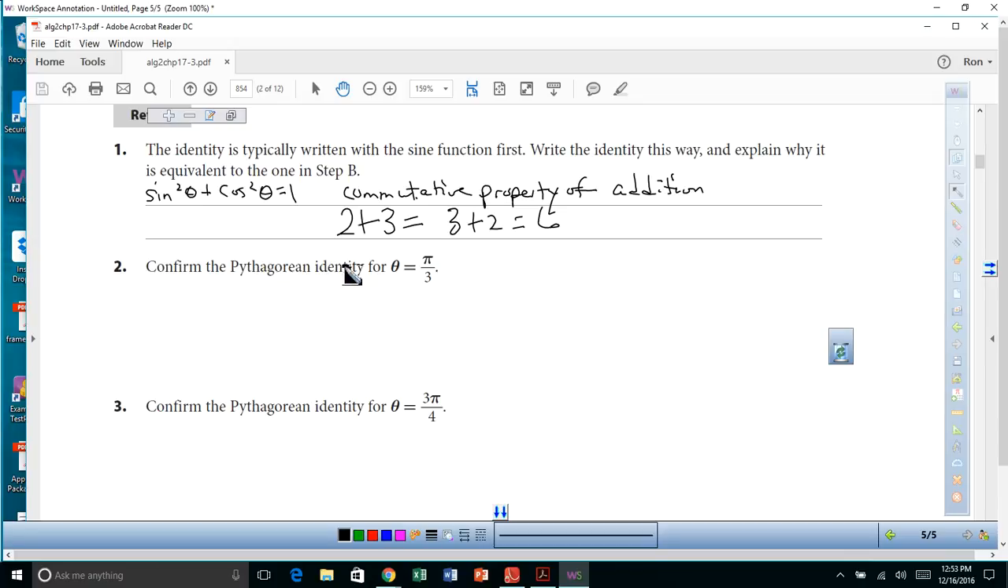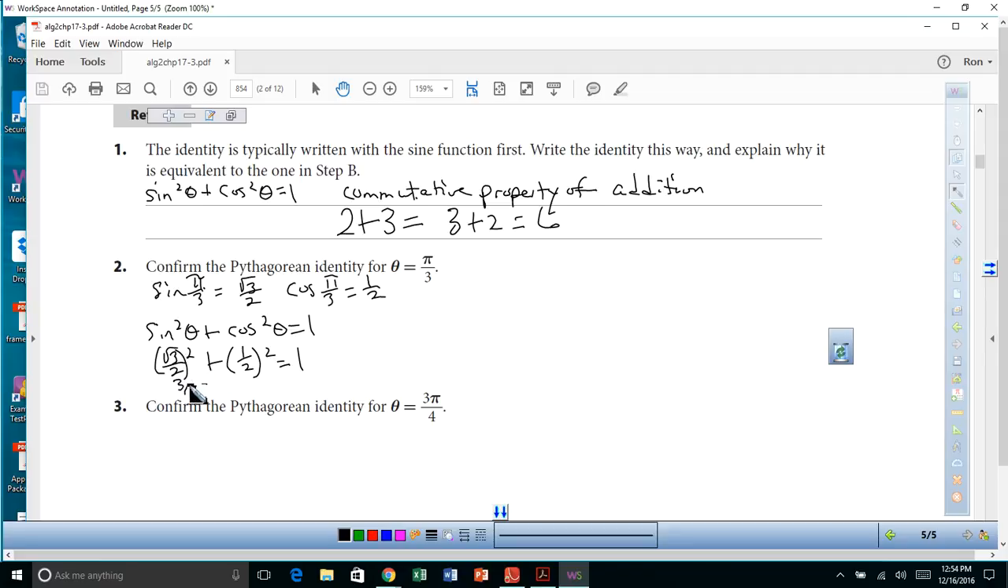All right. Confirm the Pythagorean identity for theta equals pi over 3. So let's see. Sine pi over 3 equals the square root of 3 over 2, and cosine pi over 3 equals 1/2. All right. So if you have sine squared theta plus cosine squared theta equals 1, then you're going to have the square root of 3 over 2 squared plus 1/2 squared equals 1. And the square root of 3 over 2 squared is going to be 3/4. And then 1/2 squared is going to be 1/4, and that equals 1.